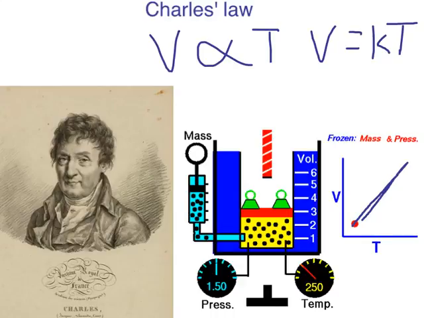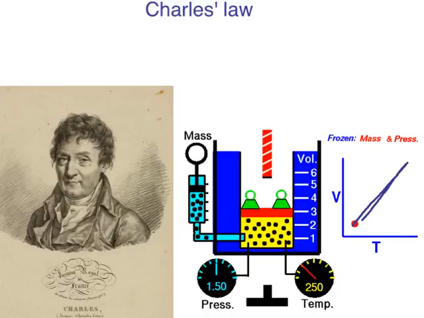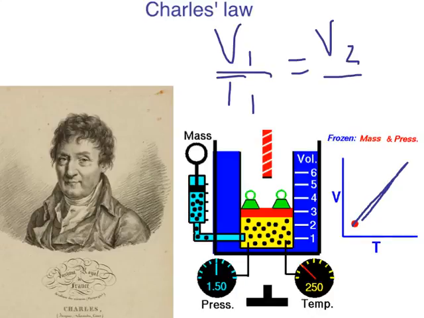And he used that information to come up with his law, which looks as follows. V1 over T1 is equal to V2 over T2.